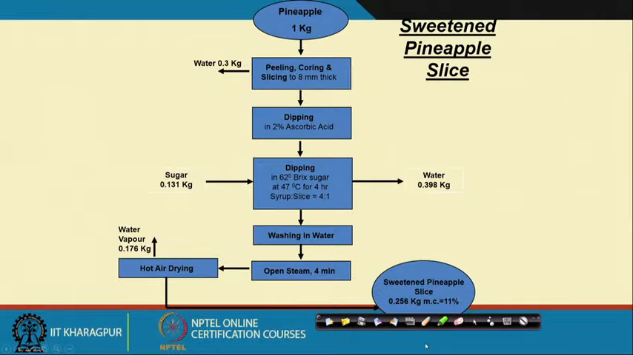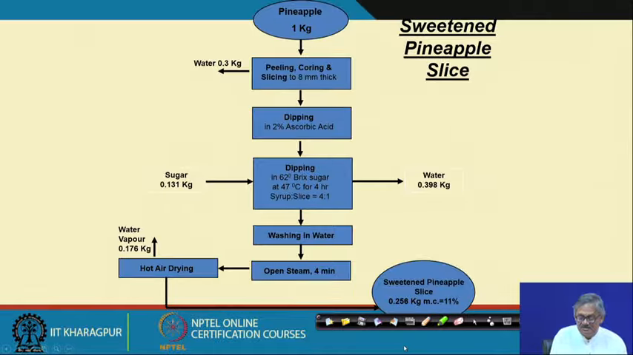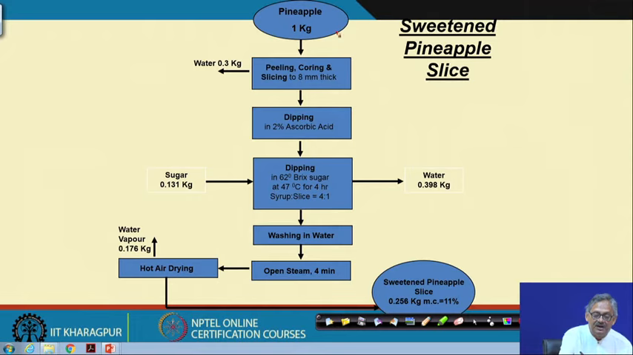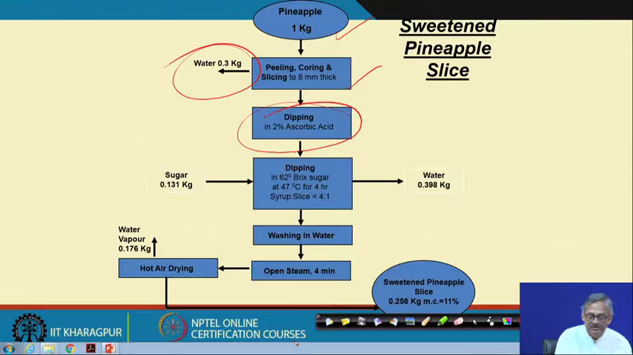Then sweetened pineapple slice, very quickly because time is very limited. So, 1 kg pineapple is taken, then peeling, coring and slicing to 8 millimeter thick, water goes out 0.3 kg, then dipping in 2% ascorbic acid, then dipping in 62 brix sugar at 47 degrees centigrade for 4 hours. Syrup to slice ratio is 4:1. Some water comes out, around 0.398 kg.